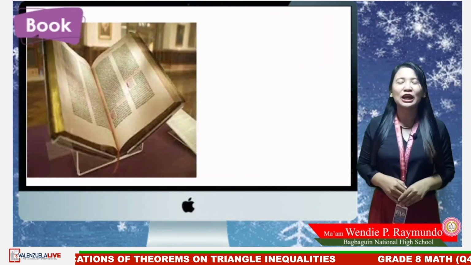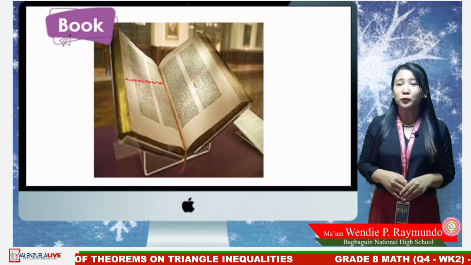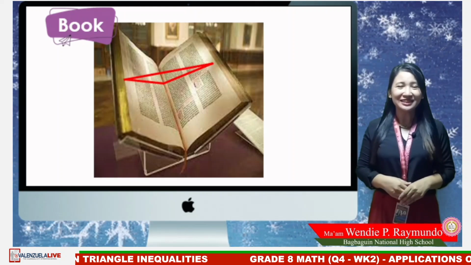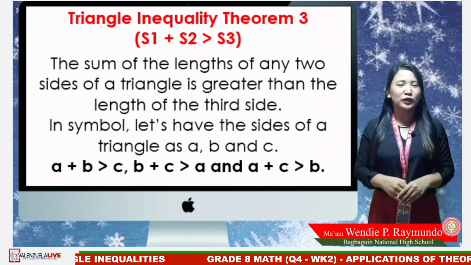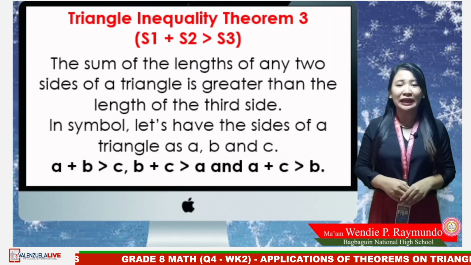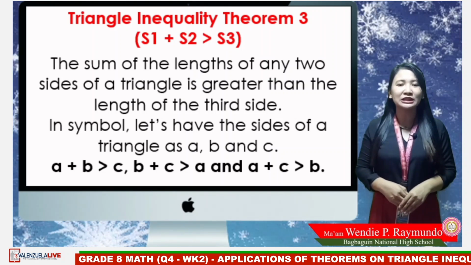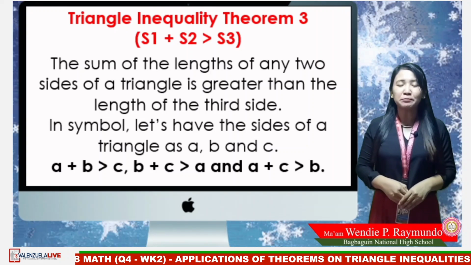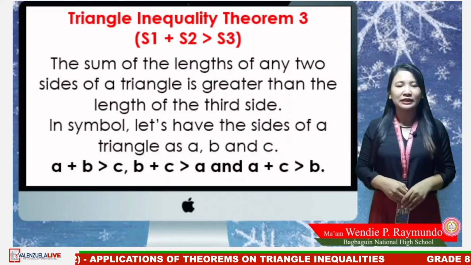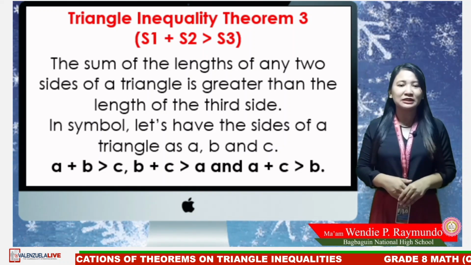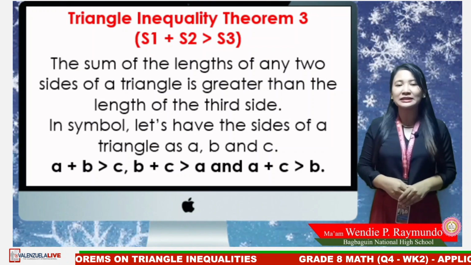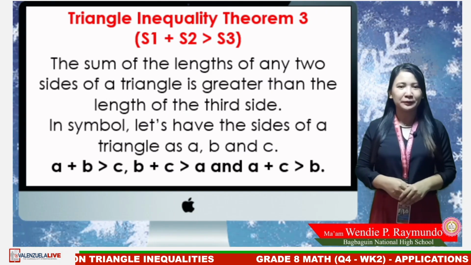The answer is book. When we open a book, it will also form a triangle, just like this. Recalling the triangle inequality theorem number 3, the sum of the lengths of any two sides of a triangle is greater than the length of the third side. In symbols, let's have the sides of a triangle as A, B, and C. So we have A plus B is greater than C, B plus C is greater than A, and A plus C is greater than B.